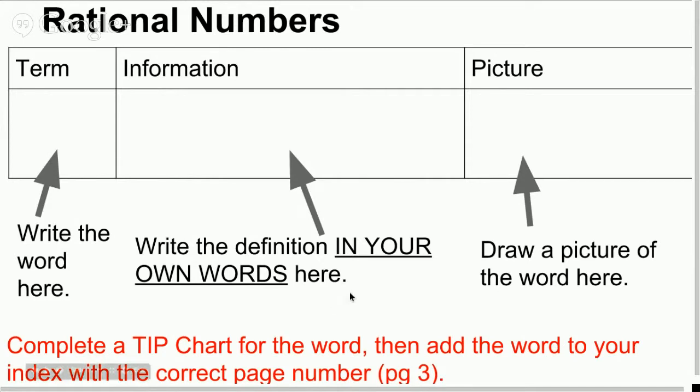After you've made your tip chart, add it to your index. So turn to R and then add it, write rational number on page 3. We're going to do the same thing for irrational. So go ahead and pause it. Come up with 3 things that you think an irrational number might be. Go ahead and pause it.